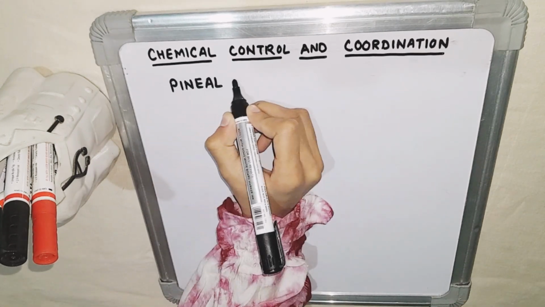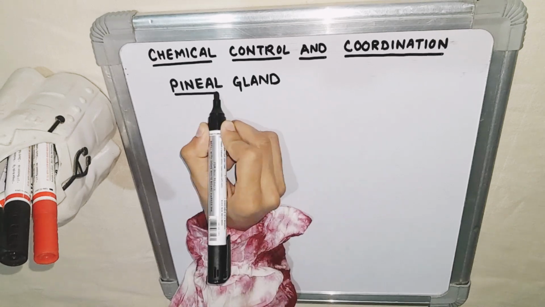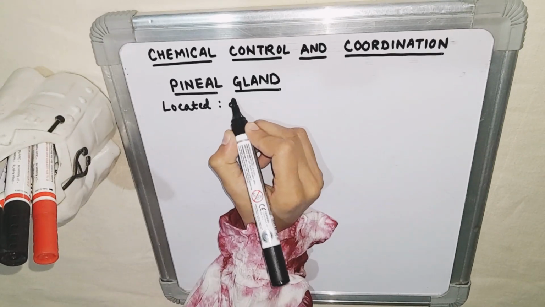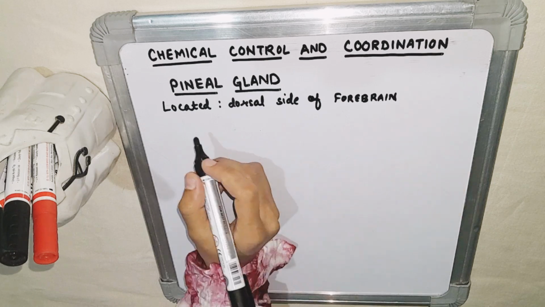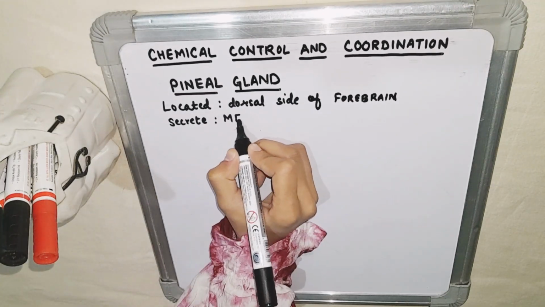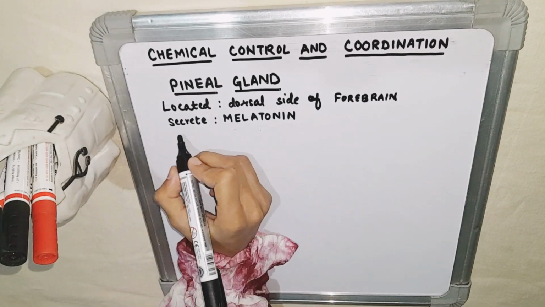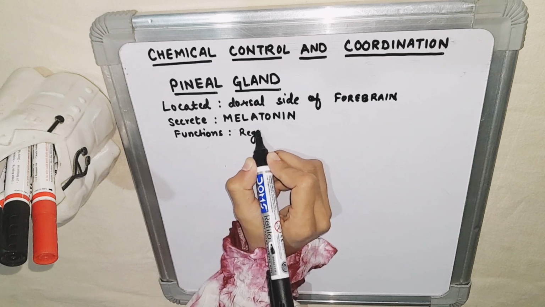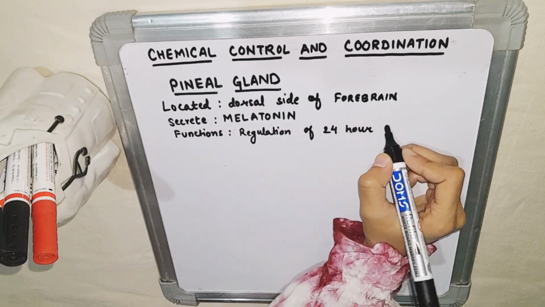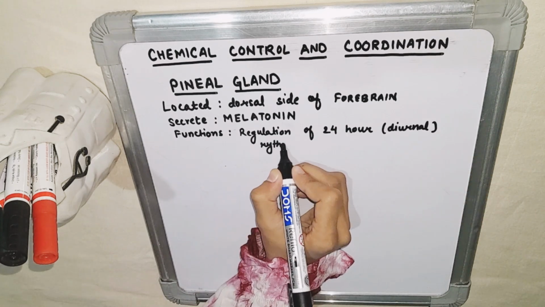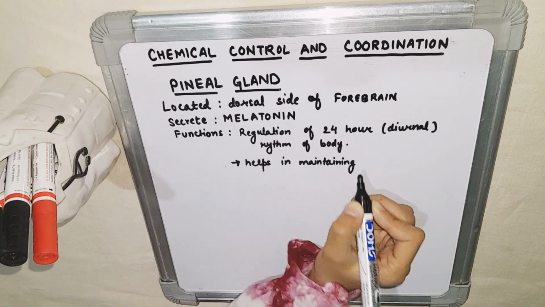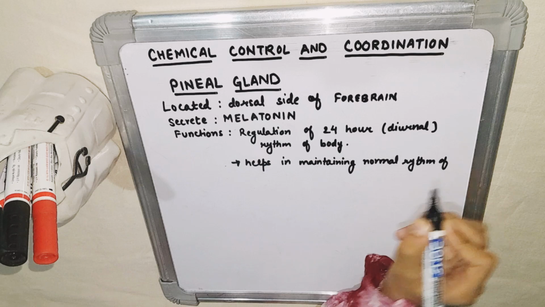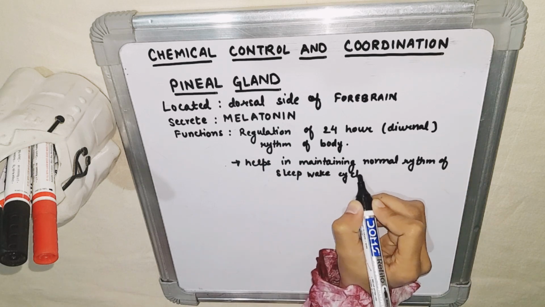So we start with pineal gland. First is the location. Pineal gland is located in the dorsal side of the forebrain and it secretes melatonin. This melatonin's function is to regulate the 24-hour diurnal rhythm of our body. It helps us to maintain the normal rhythm of our sleep-wake cycle.